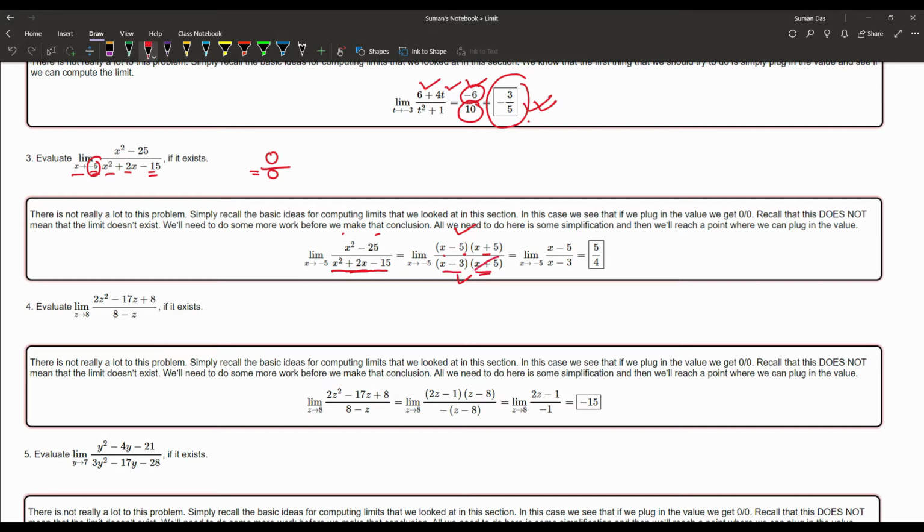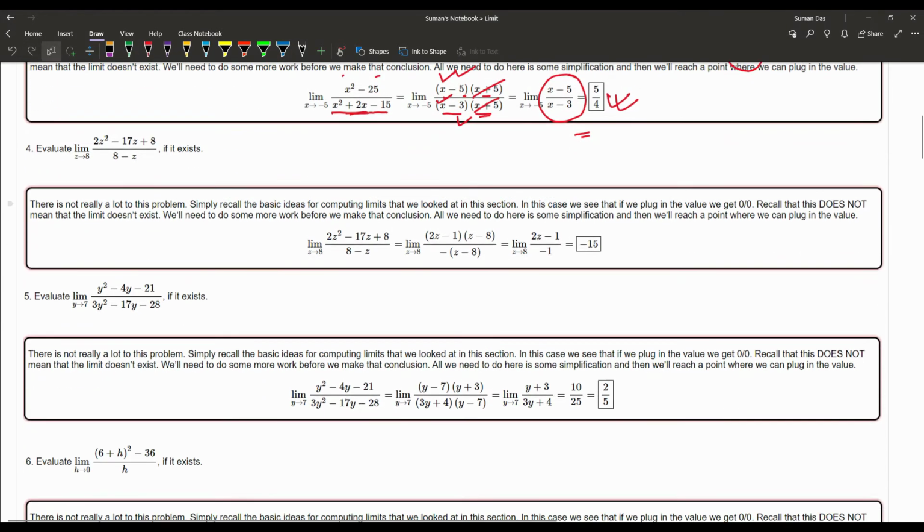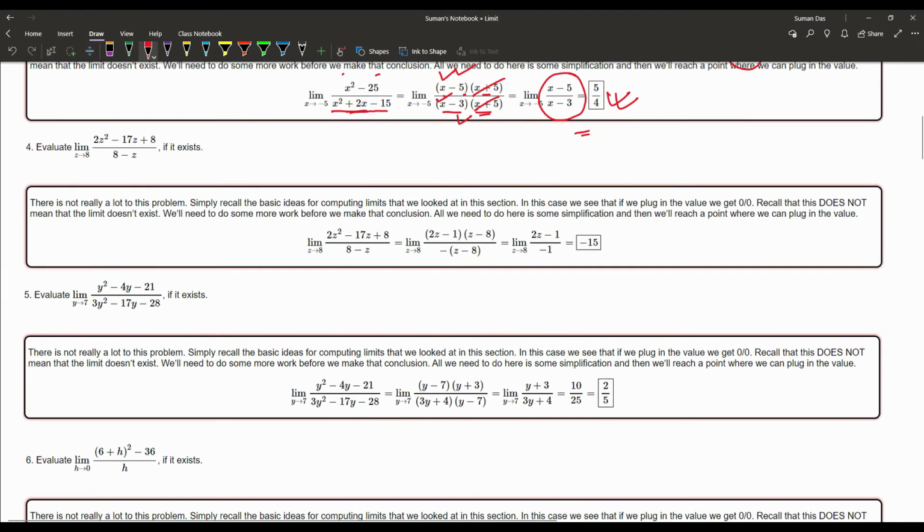So we can cancel the x plus 5 here and we can put the value x equal to minus 5. After putting the value, we get the result as 5 by 4. Although the functional value was becoming 0 by 0, we can find the value of the limit here in that factorization way. So the next problem, that is our problem number 4.